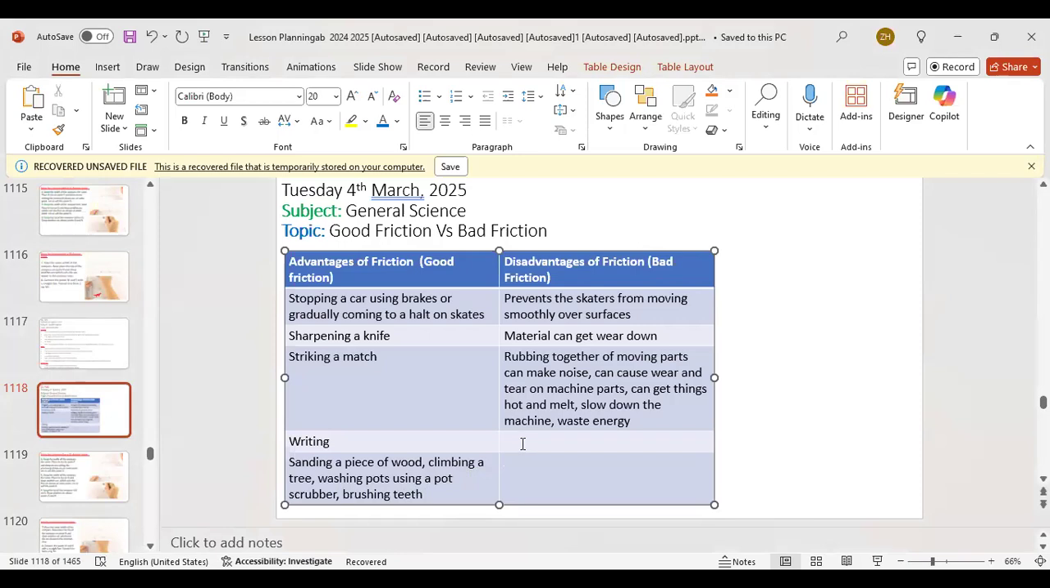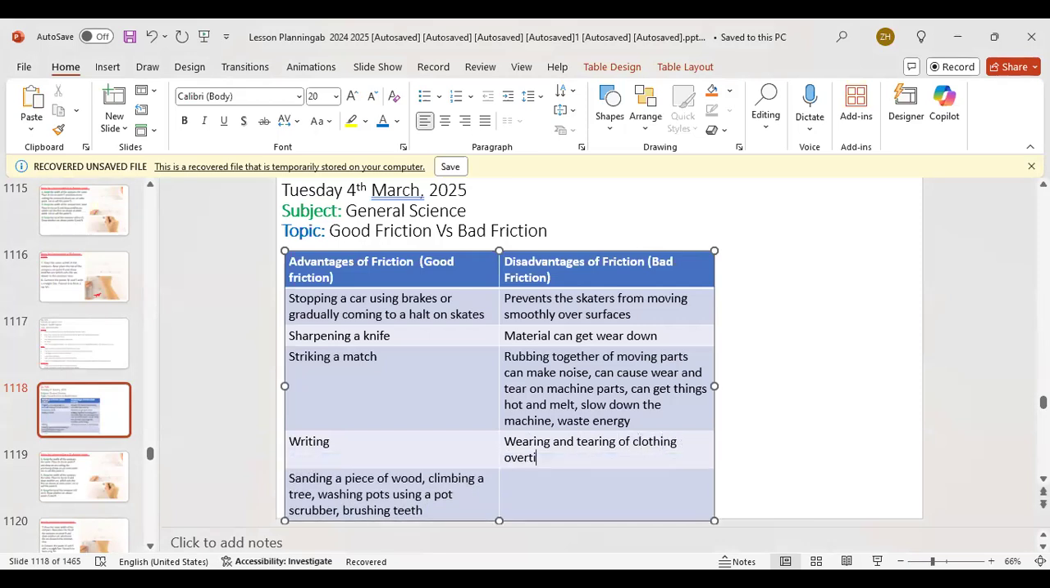Let's fill up the bad side of friction. We need some bad ones, which you say so: wearing and tearing of clothing over time. Wear and tear of what? Tires over time. Of car tires. You have to change them every so often.